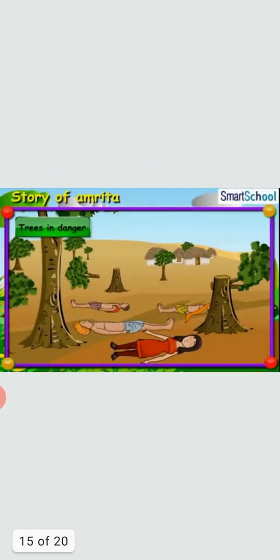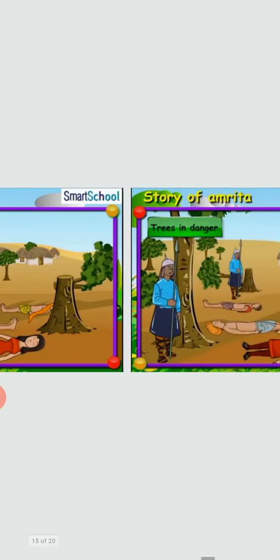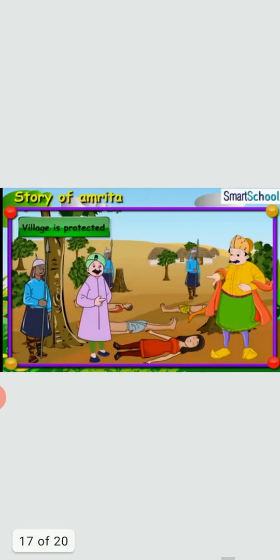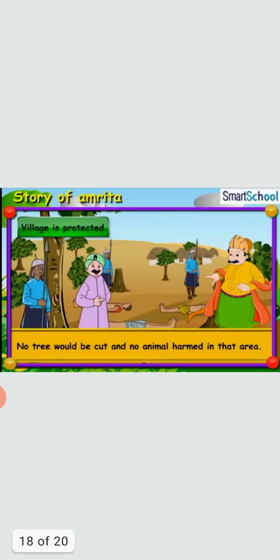When the king heard of this, he could not believe that people gave up their lives for trees. He visited the village himself. There, he learned about the villagers' respect for trees and animals. The villagers' strong feelings for trees affected the king greatly. He ordered that from then on, no tree would be cut and no animal harmed in that area.